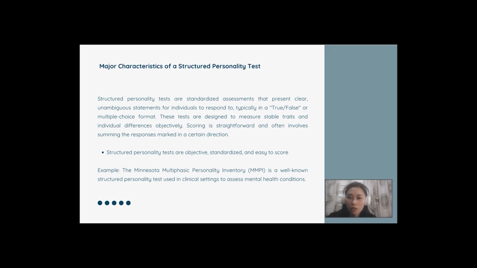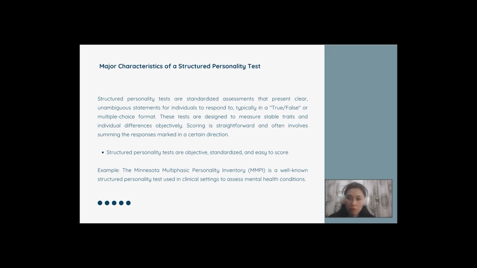Structured personality tests are standardized assessments that present clear and unambiguous statements for individuals to respond to, typically in a true or false or multiple choice format. So structured personality tests are objective, standardized, and easy to score because they rely on clear questions with predefined response options such as true or false or agree and disagree. These tests are designed to measure stable traits and individual differences objectively. Scoring is straightforward and often involves summing responses marked in a certain direction.